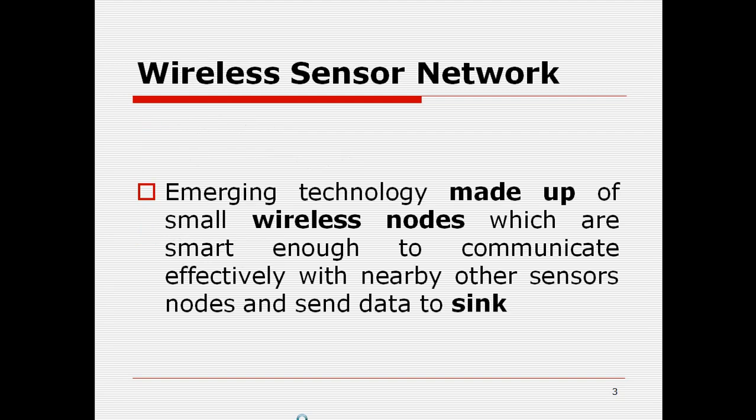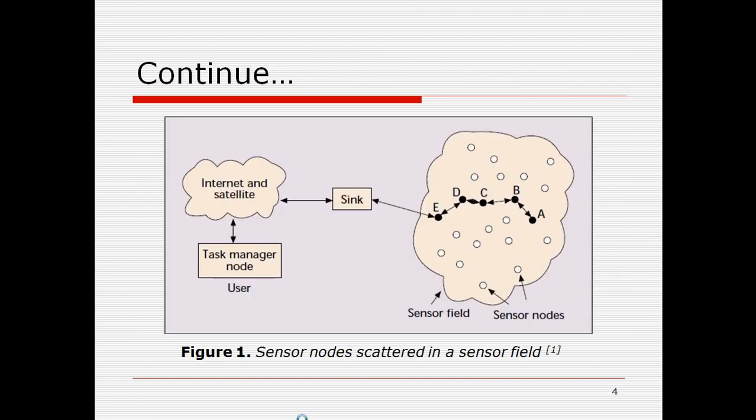First of all, wireless sensor network introduction. It is an emerging technology made up of small wireless nodes which are smart enough to communicate effectively with nearby other sensor nodes and send data to sink. Means it's a technology. This is the basic diagram or architecture of sensor network.